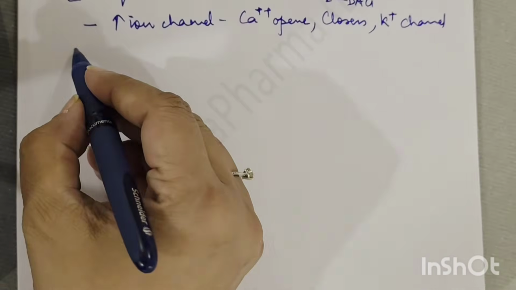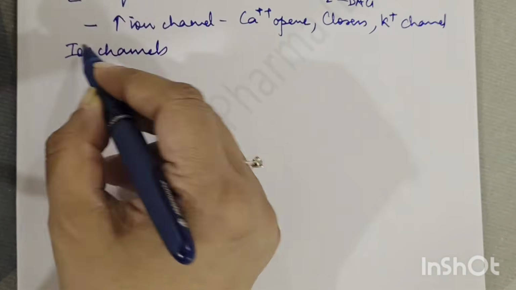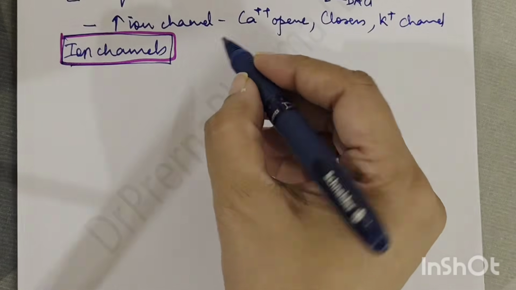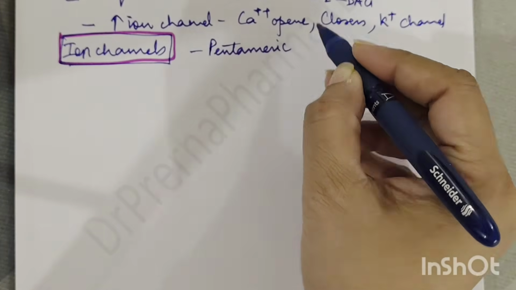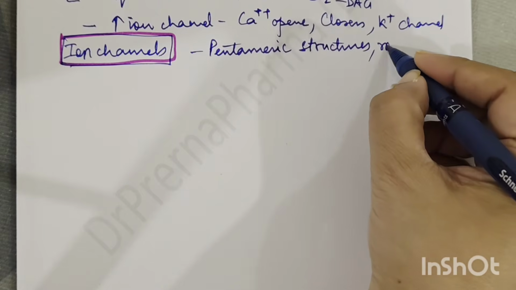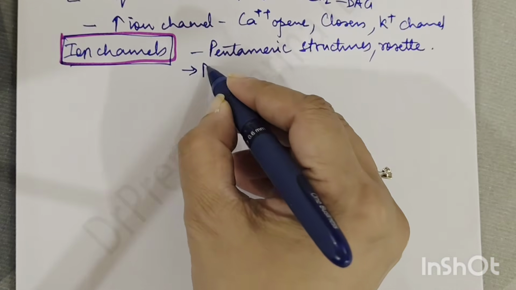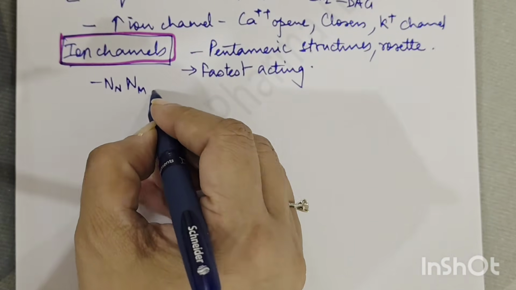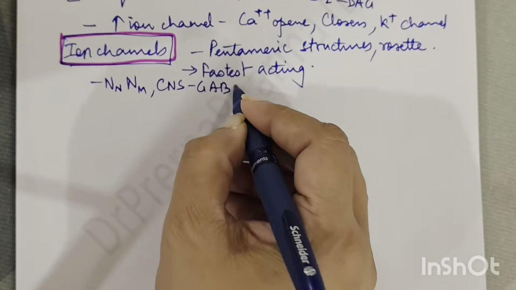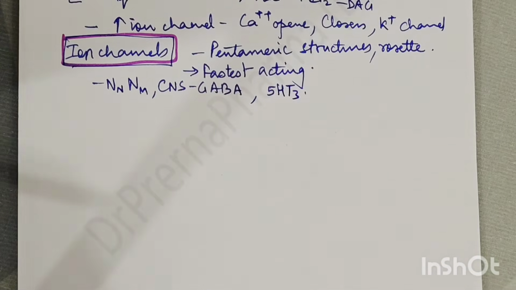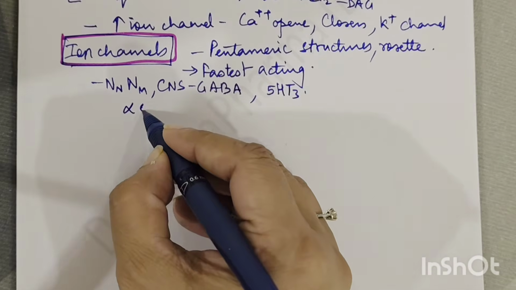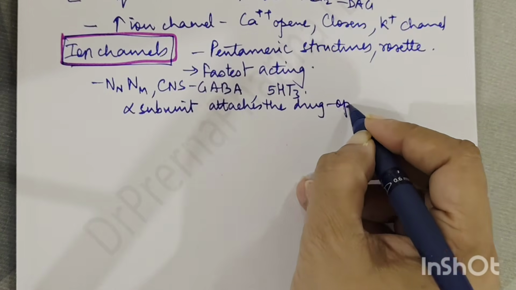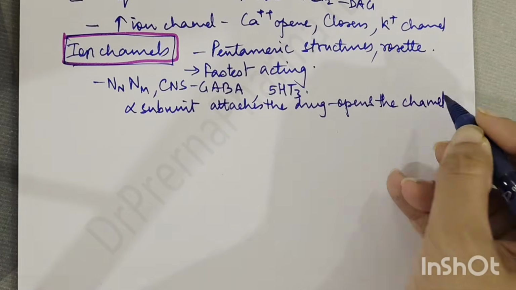Then the other category of receptors is called ion channels. Okay, so how do these ion channels act? These are the second type of receptors. These ion channels are basically pentameric structures, and they are like a rose petal, so they are also called rosette. A very specific feature about these channels is that they are fastest acting. We have nicotinic receptors, okay, then in the CNS we have GABA, that is an ion channel, and 5-HT3 receptor. All these are ion channels. They have an alpha subunit which attaches the drug, and then opens the channel, right? So this is the inotropic channel.